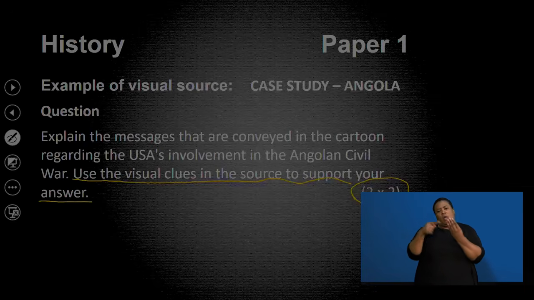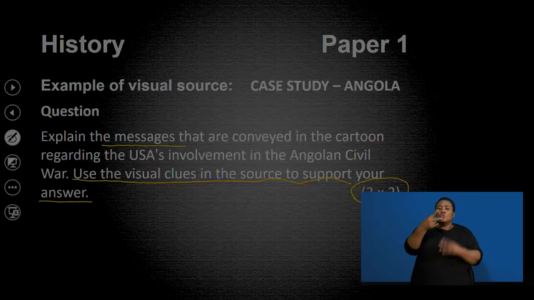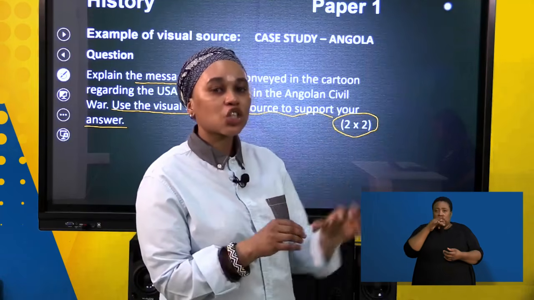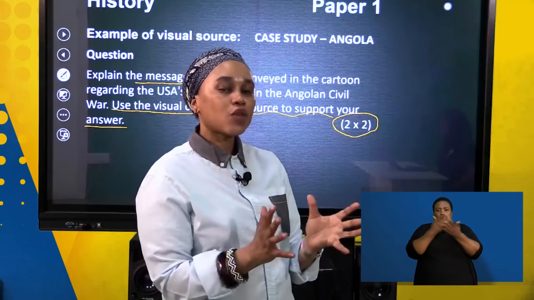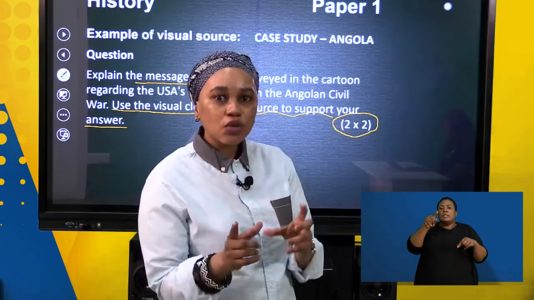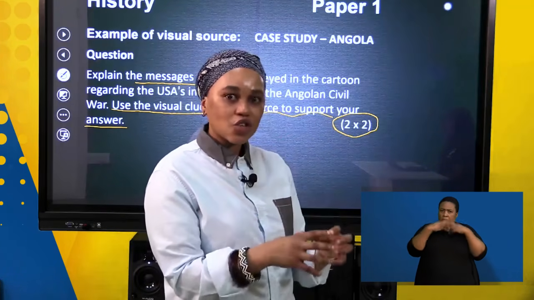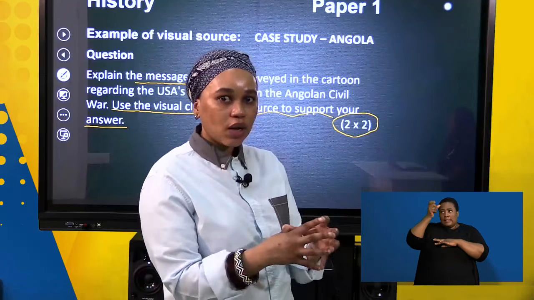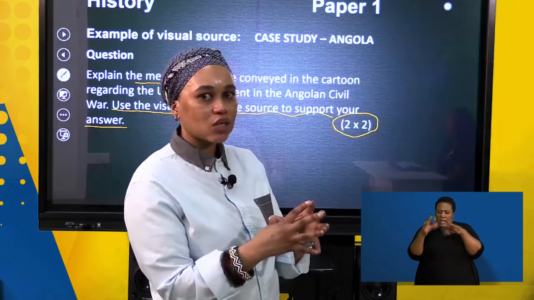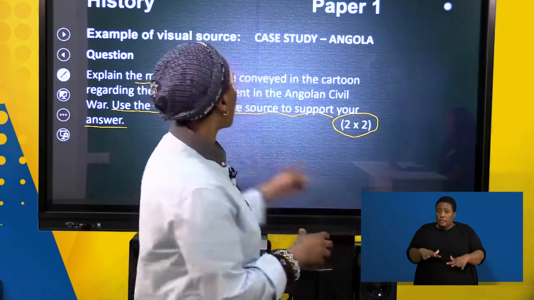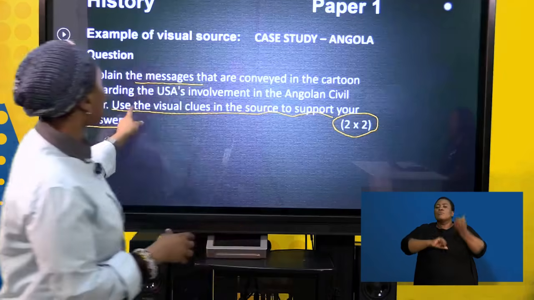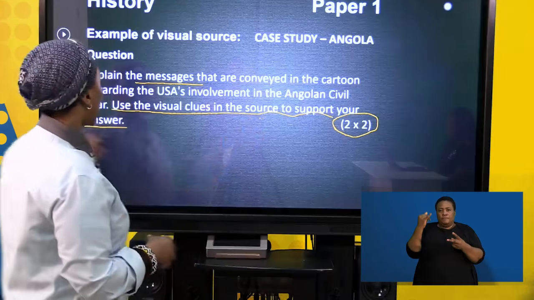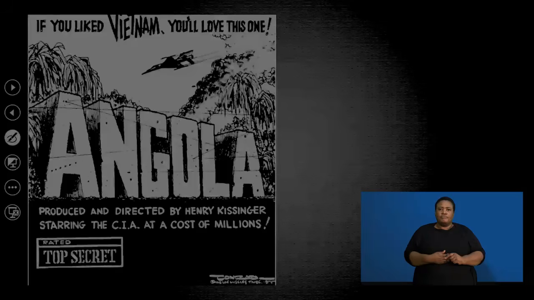So the 2 marks are obviously for the message that you're supposed to give. The cartoon itself does not give you the message. It can just give you a caption and then you will see the cartoon. It's up to you to come up with the message based on your understanding and your analysis of that cartoon. And once you've given that message that is conveyed by that cartoon, you then need to support it with the visual clues in the source itself.